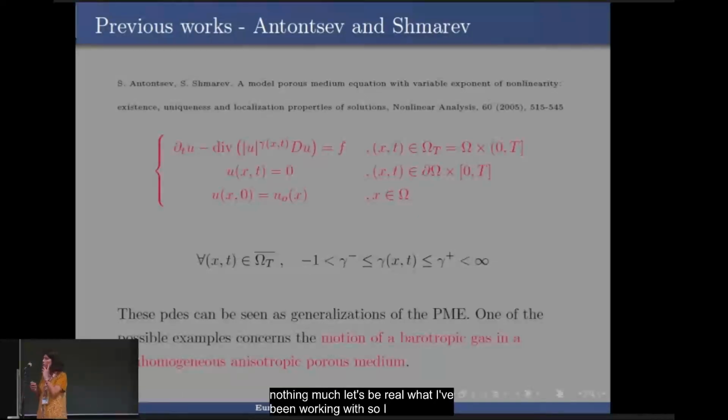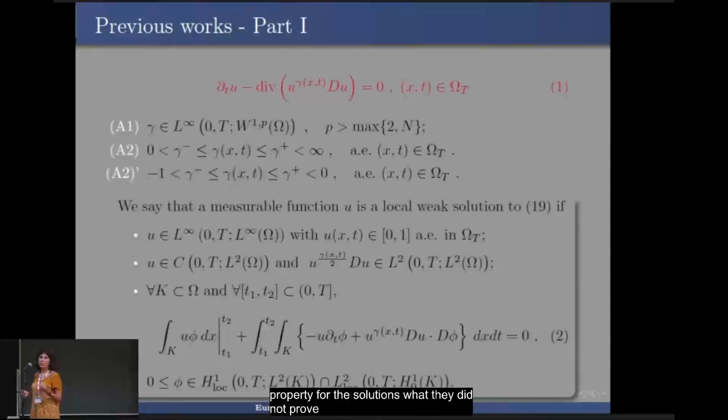So I started to work with this anisotropic equation that was a little bit different. I got to know the work of Antontsev and Shmarev, and they said the following. When working with this Dirichlet problem, and we have this anisotropic setting, because now the exponent, as if this is the porous medium, but the exponent is no longer a constant. It depends on space and time. And they proved that for this Dirichlet problem, if this gamma is a bounded function bigger than -1, then they proved existence and uniqueness for the solution and several properties for the solutions. What they did not prove was regularity.